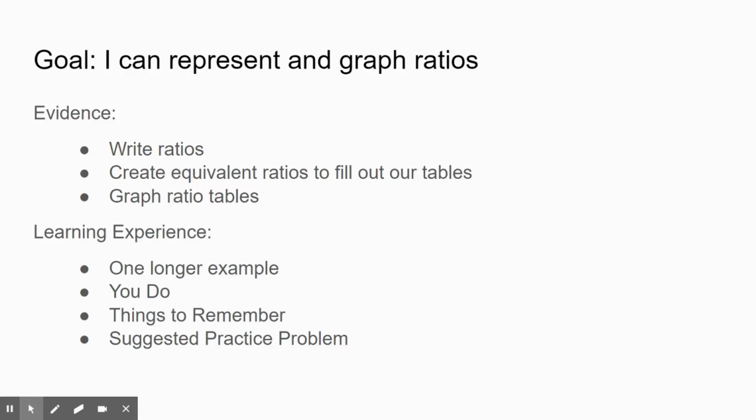In today's video, we are going to represent and graph ratios. Evidence-wise, we're going to first have to be able to write ratios. We're then going to have to create equivalent ratios to fill out our tables, because we're going to need those in order to actually graph a ratio.